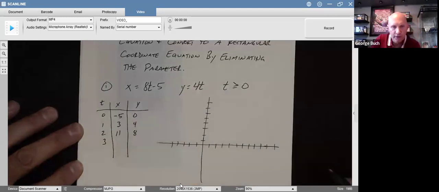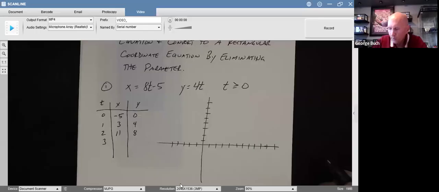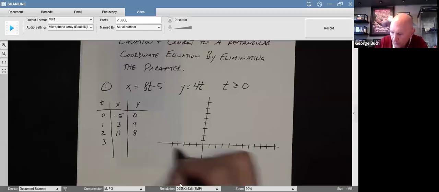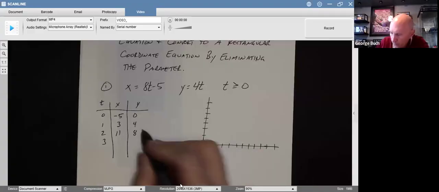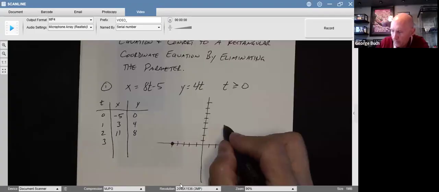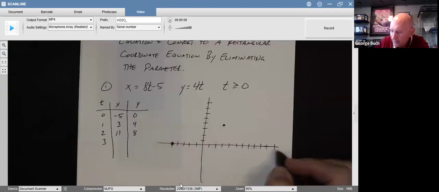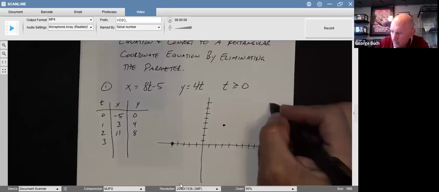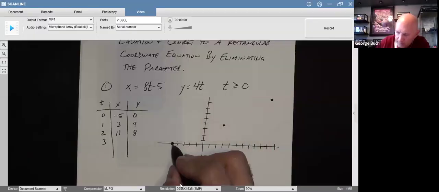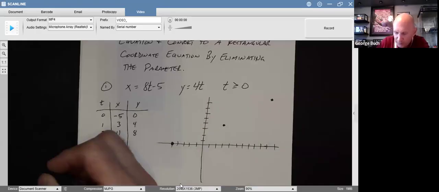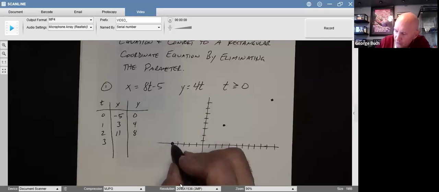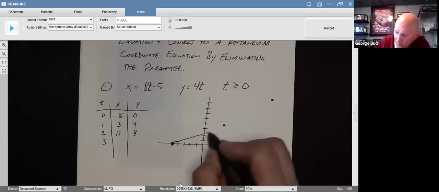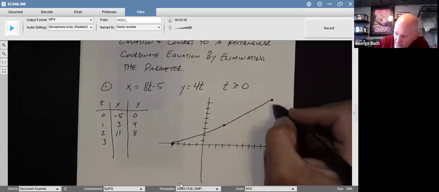All right, so we've got to graph this. Our first point is -5, 0, so that's this point here. And then 3, 4. And then 11, 8. We're not going to continue this off to the left because -5 is as far left as we're going, since t has to be greater than or equal to 0. So what do we actually get? It's kind of hard to tell, but we're getting this sort of curve going this way.